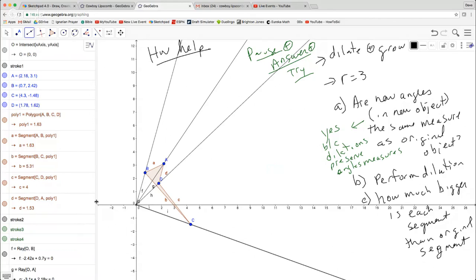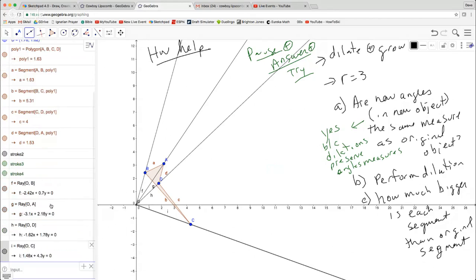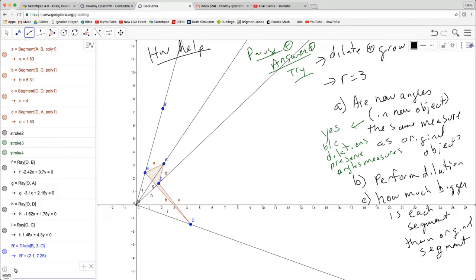So I'm going to use my handy dandy kind of fake ruler here, and I'm going to make a point that is 3 times out from here, right? So if this is OB, this one here is 3 times longer. B prime is 3 times further away from O than B.